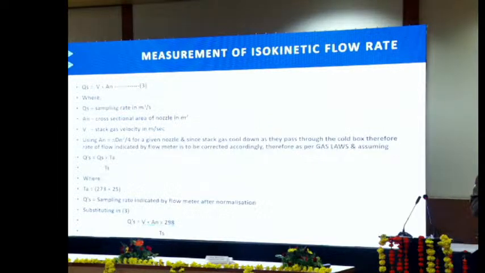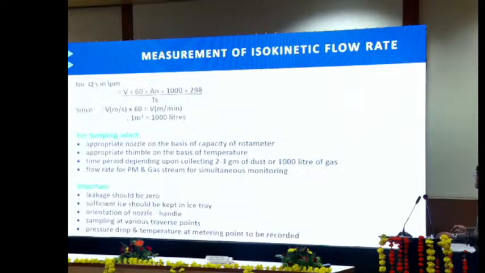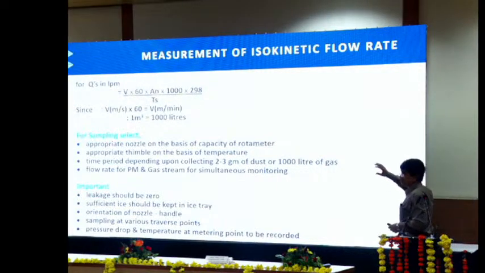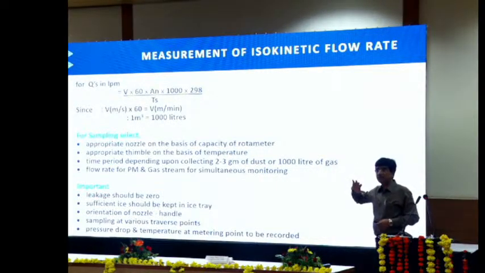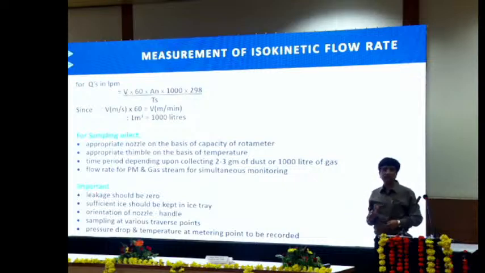Now we have done the temperature and viscosity. Then the third part comes: how to do the particular sampling. This is once again the formula. I'm very sure tomorrow we'll be doing it. I'll come to these particular points where I mentioned, in order to do the sampling isokinetically, what are the various points which need to be taken care of?